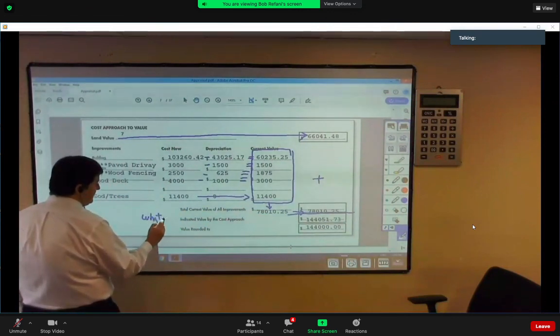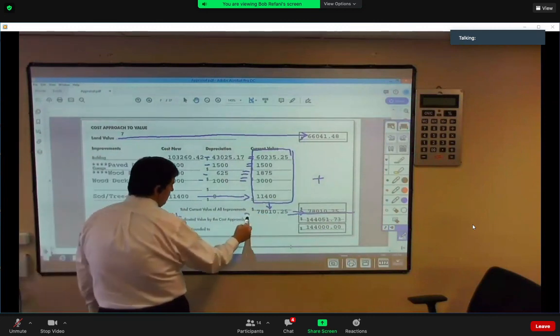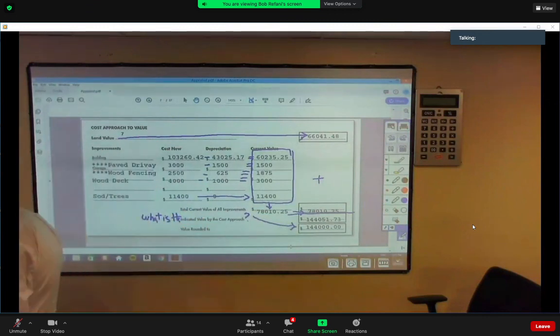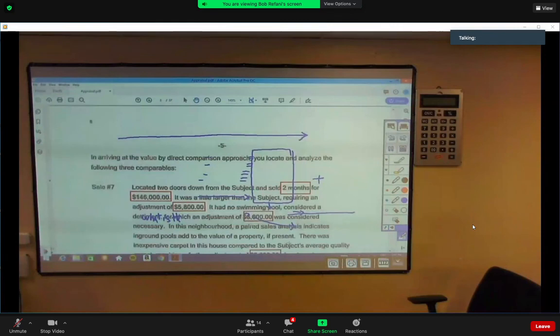So the question is, what is the indicated value by cost approach? Round it to the nearest $1,000. So we did calculate that in the course on a second page. Go to the second page. So we got this 1,500. So 15 divided by 30 multiplied by 3,000 is 1,500. Effective divided by economic multiplied by replacement cost is going to give you depreciation.